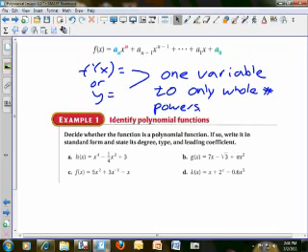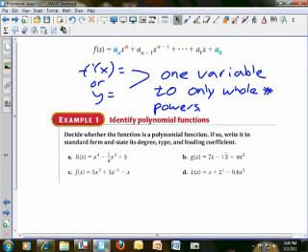So the powers can't be what? Fractions or decimals or negative numbers. They can't be negative numbers. So it's just positive whole numbers. 0, 1, 2, 3, 4. So now we're going to look at these and decide which ones are polynomials.